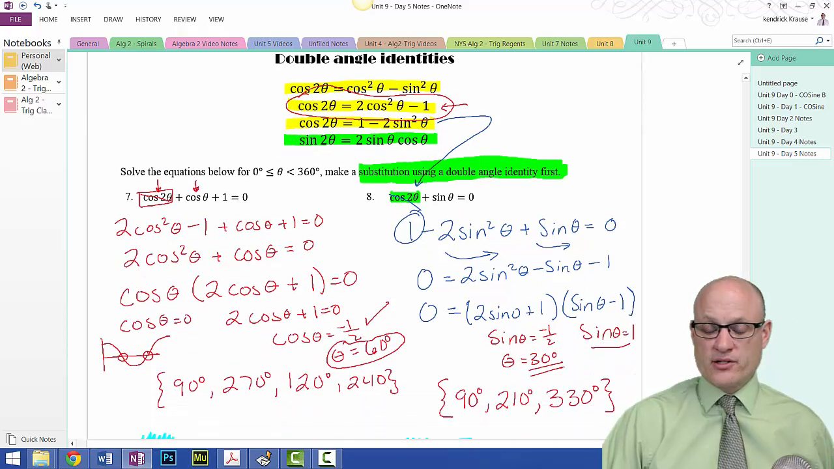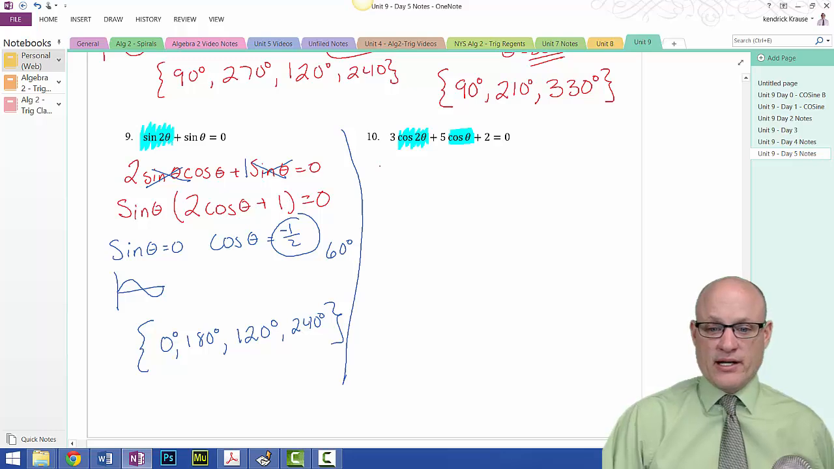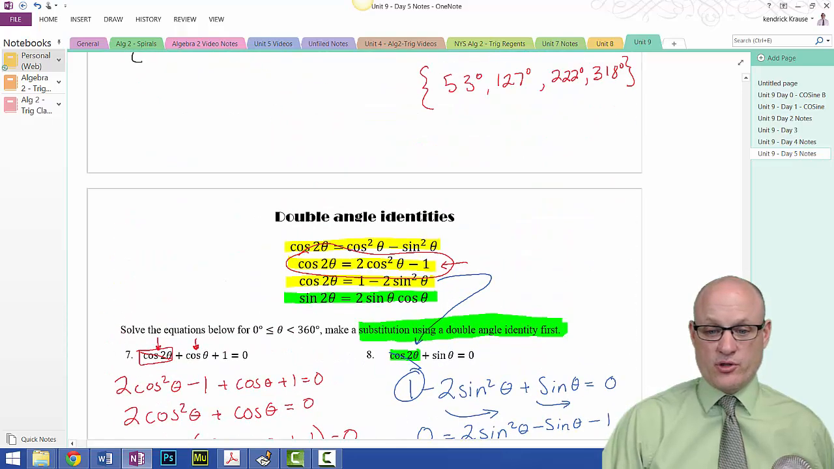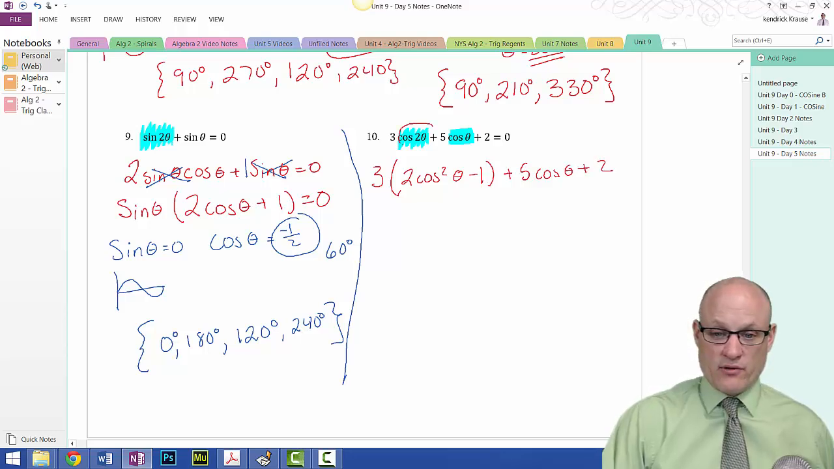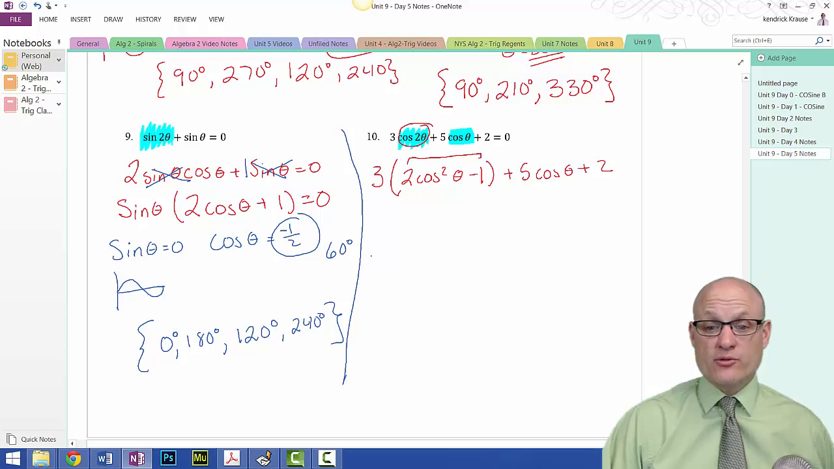So, let's come down. I'm going to write it as 3 times 2 cosine squared theta minus 1. Make sure you got the right one. There it is, 2 cosine squared theta minus 1, and then copy everything else down. Plus 5 cosine theta plus 2. We're getting rid of this. Everything else gets copied down. So notice that's the thing that went in parentheses when you substitute using parentheses.